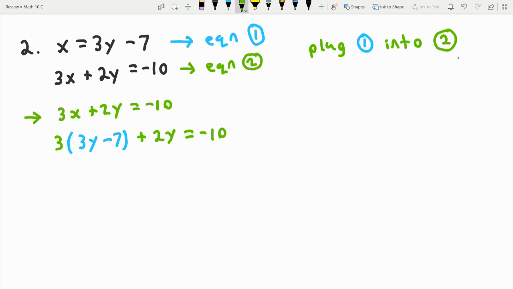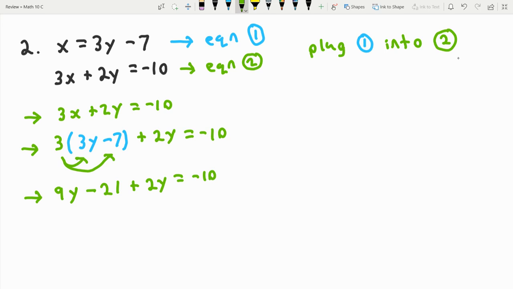Now I try to simplify. So because I have a 3 in front of the brackets now, I would multiply the 3 into the terms of the bracket. So it would be 3 multiplied into 3y and 3 multiplied into minus 7. So once I do that, I will get, 3 times 3 is 9, so that gets me 9y. And 3 times negative 7 is negative 21. So I got negative 21. And now I add my other terms that I didn't touch. So plus 2y equals negative 10.